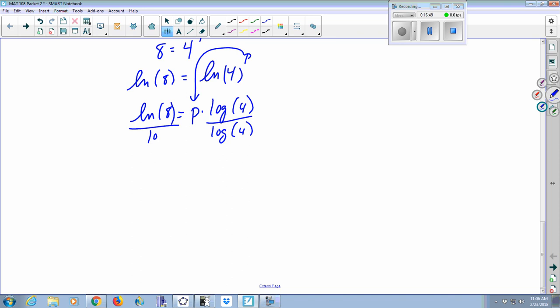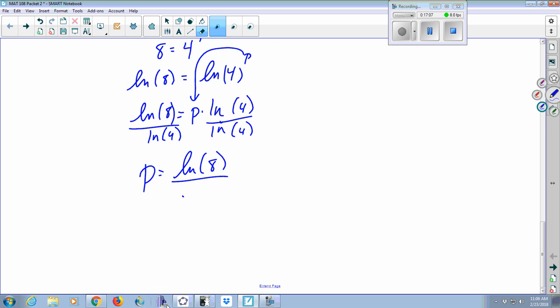Oops, I switched my logs. Okay, Linda, sometimes you can lull yourself into doing stuff like this when you're so used to doing it. All right, natural log of 4. So p equals the natural log of 8 over the natural log of 4.